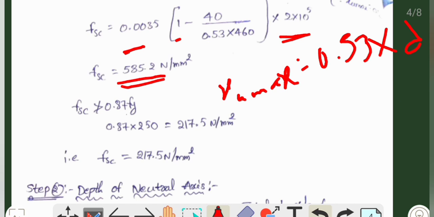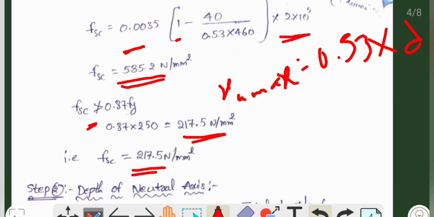But fsc should not be greater than 0.87 into fy. 0.87 into fy, with 250 grade given in the question, we get 217.5 Newton per mm square. So fsc is not greater than 217.5 Newton per mm square, so we take fsc equal to 217.5 Newton per mm square.